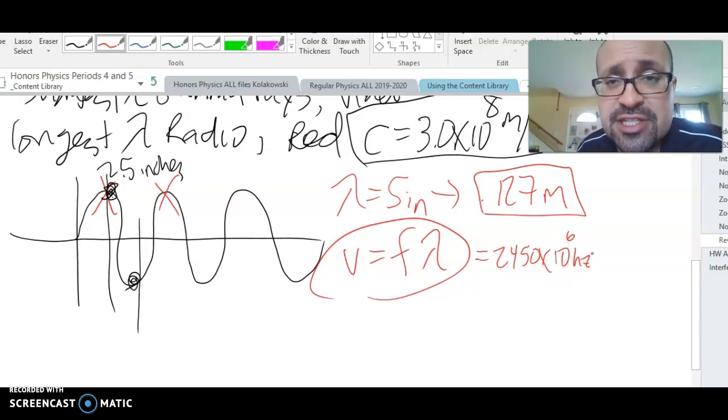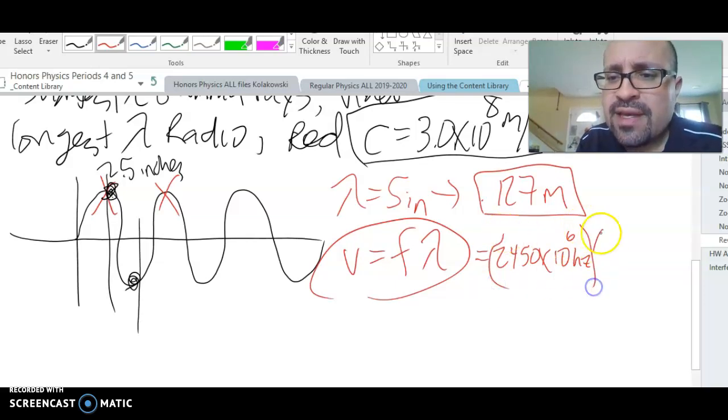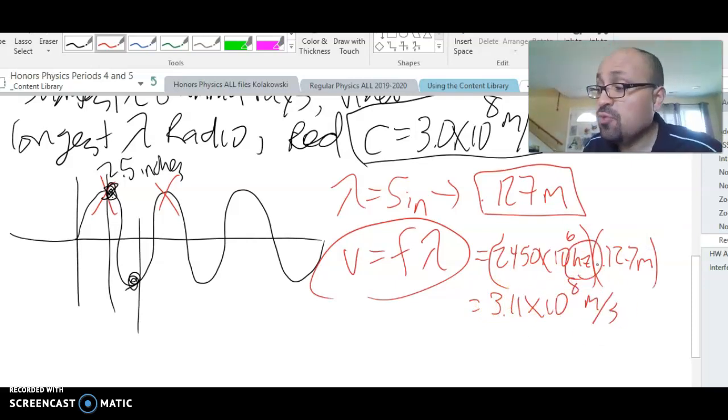2,450 times 10 to the 6th hertz. We don't want to use megahertz in this equation. And then wavelength is 0.127 meters, as I just mentioned a moment ago. When you plug that together, you get 3.11 times 10 to the 8th meters per second. Remember, hertz is inverse seconds, which is a really nice way to experimentally determine the speed of light using microwaves.